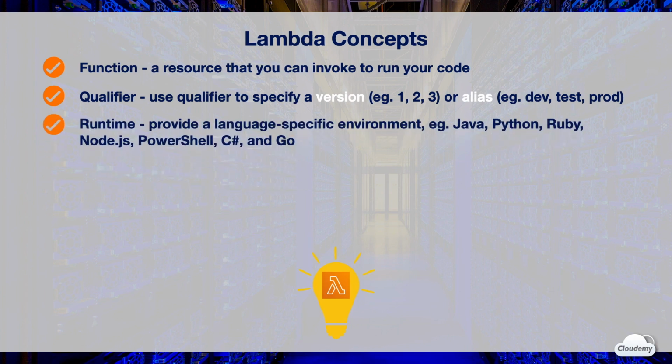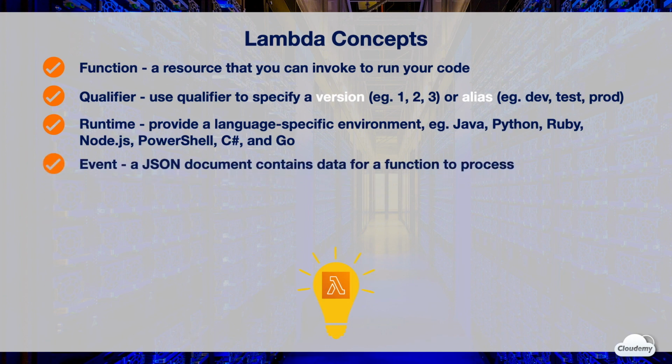Lambda runtime provides a language-specific environment, in which the Lambda function is executed. Lambda supports many programming languages, including Java, Python, Ruby, Node.js, PowerShell, C#, and Go. An event is a JSON formatted document that contains data for a function to process. When you invoke a function, you determine the structure and contents of the event. Lambda runtime converts the event to an object and passes it to your function code.